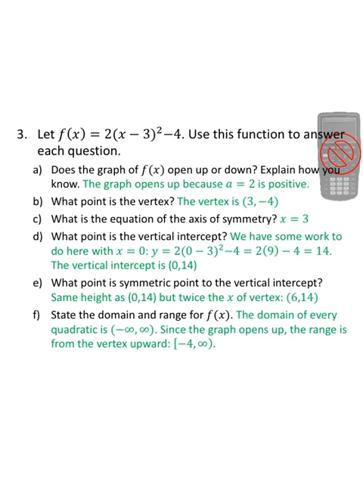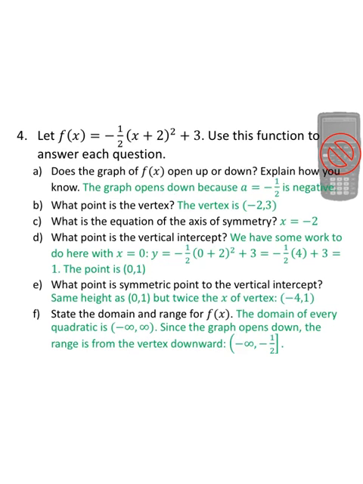Let's look at a second one of these. Let f of x equal -1/2 times the quantity x plus 2 all squared plus 3. We're going to use that function to answer each question. Now we know that because the a value is -1/2, the a value being the coefficient of whatever's being squared, because it's negative, the graph opens down. Negative people frown, frowns go down. Stupid way to remember it, but it's effective.